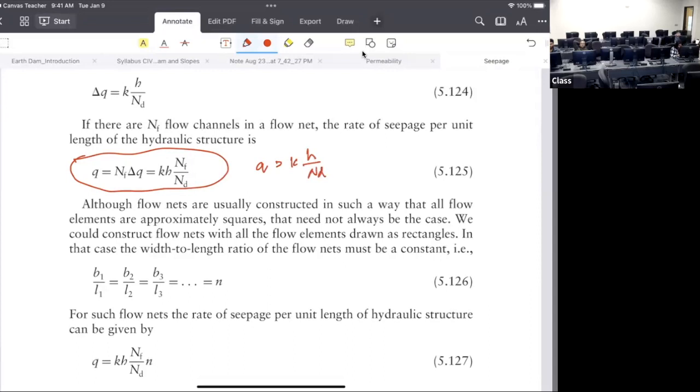Number of flow lines, H by ND. H by ND is what? For 1 pipe. For one pipe, right? Multiply by total pipe NF, by number of total pipe NF. Number of flow lines. That's your flow line.